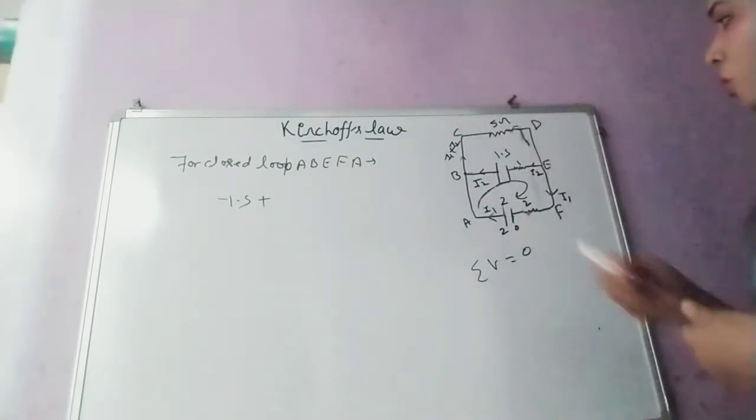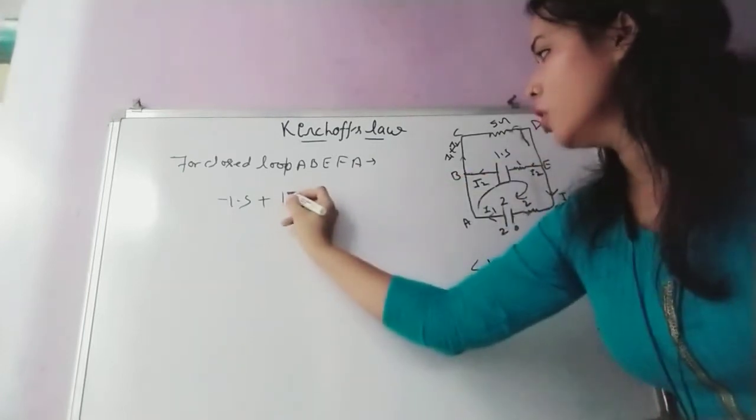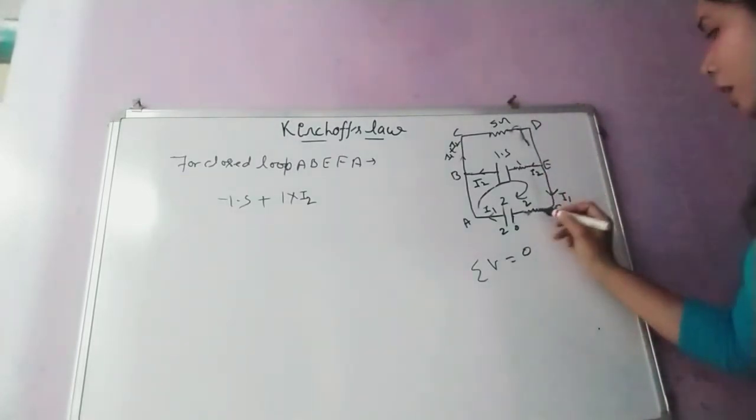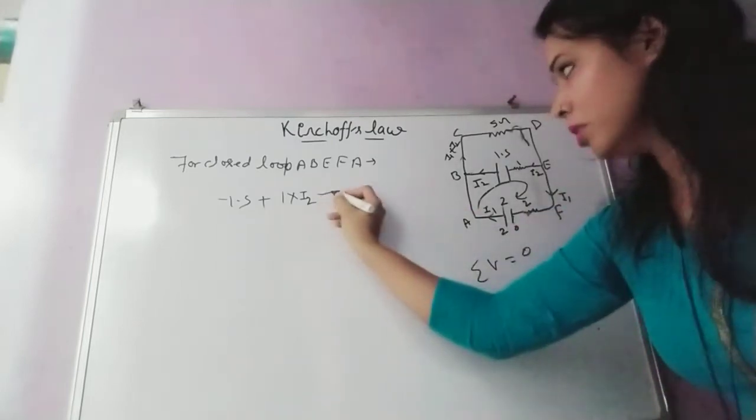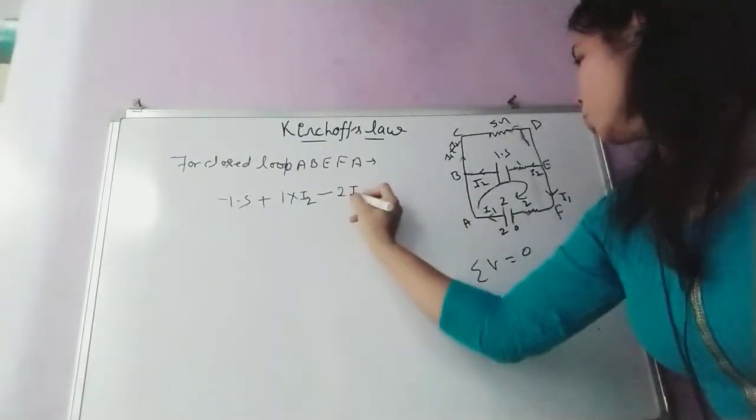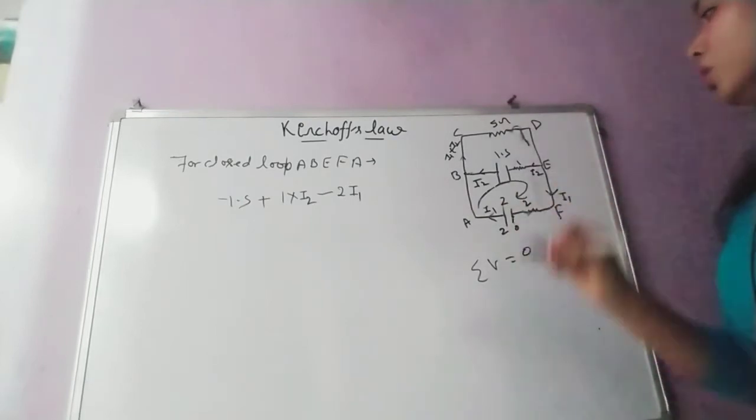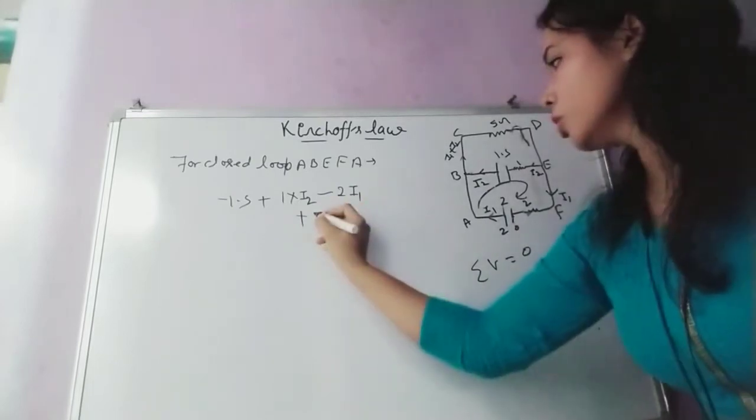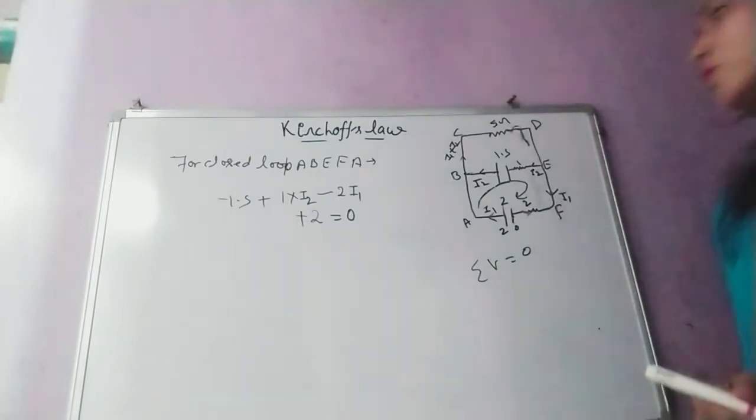Understood? So now up here plus 1 into current, resistance into current, that is potential. So 1 into current is I2. Now again I am moving here. Here see, the direction of path and direction of current both are in the same direction, so negative. And resistance into current, so 2 into I1. Now moving through this, negative to positive means gain in potential, so it is plus 2 volt. That is equal to 0 according to Kirchhoff's law.